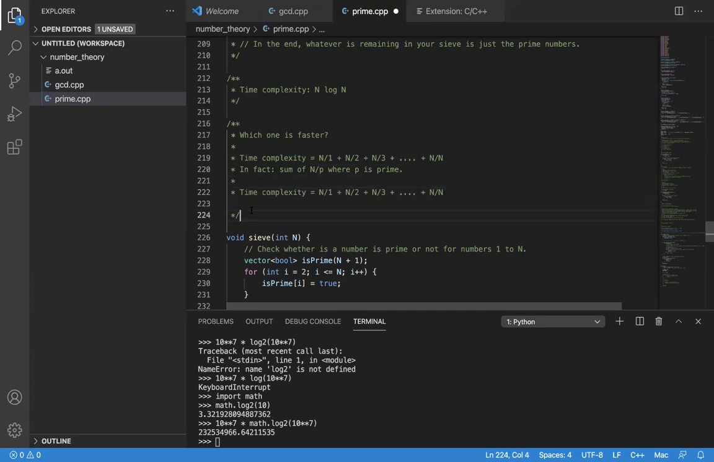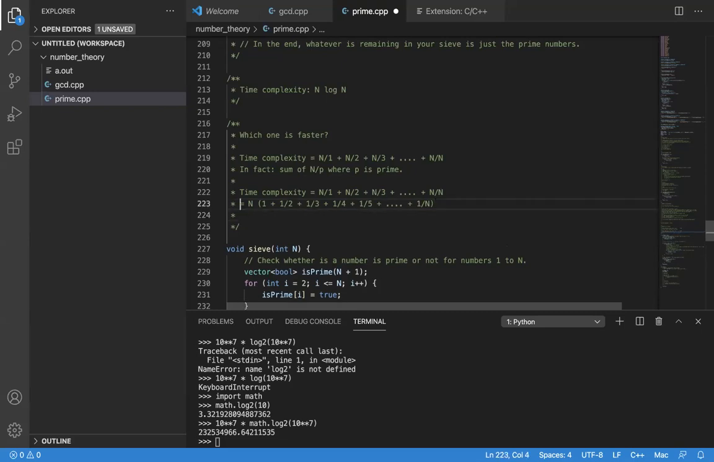So let's take this expression. What I can do is take n common from this. Now I have gone into the domain of real numbers. So it will become 1 plus 1 by 2 plus 1 by 3 plus 1 by 4 plus 1 by 5 plus dot dot dot plus 1 by n. Fine. So this is my time complexity. Let's call it TC, time complexity. So can you find a bound over this number 1 plus 1 by 2 plus 1 by 3 plus 1 by 4 plus 1 by 5? This series is called the harmonic series.